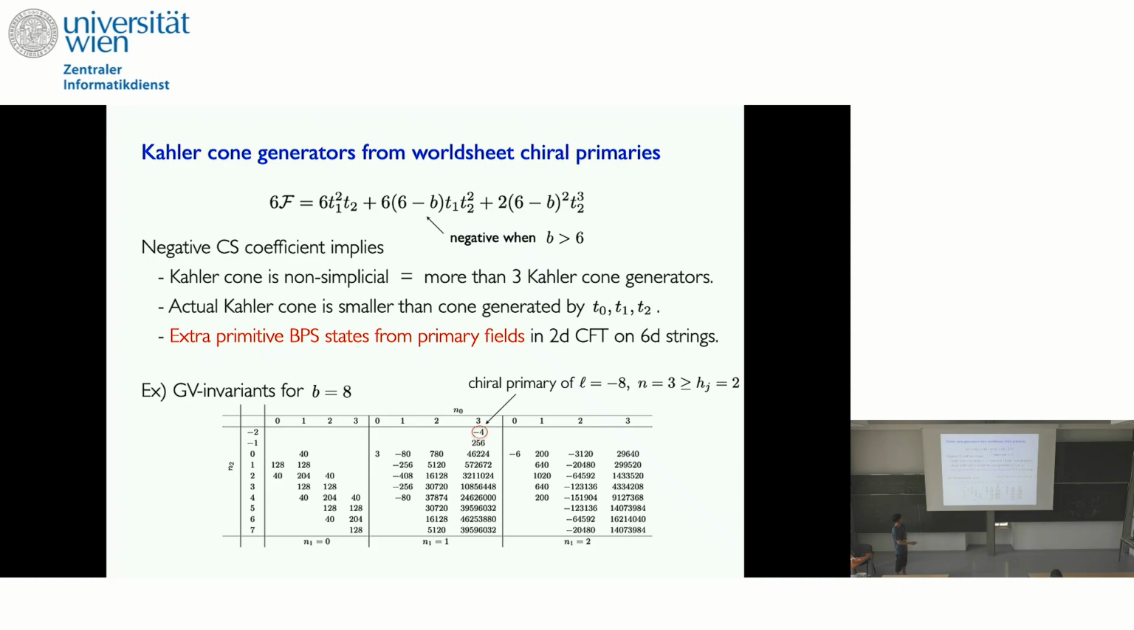Okay. And actually, this state comes from the WZW chiral primary field with L charge -A. So this corresponds to the SU(2) Cartan charge. And N equals 3, corresponding to h_j equals the WZW conformal weight 2. And the charge of this state cannot be obtained from a positive linear combination of n0, n1, and n2. So this state provides new extra primitive BPS states. So it provides extra Kahler generators.